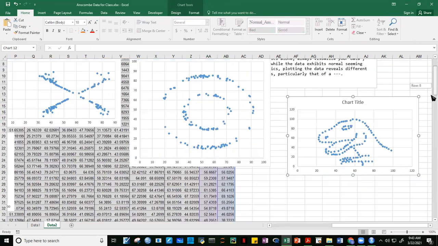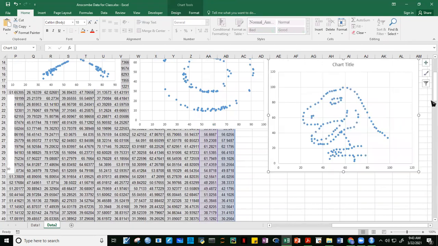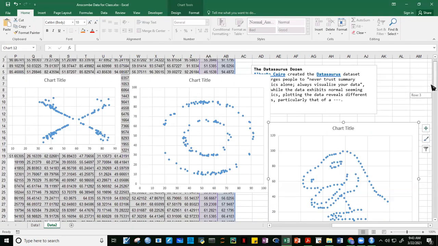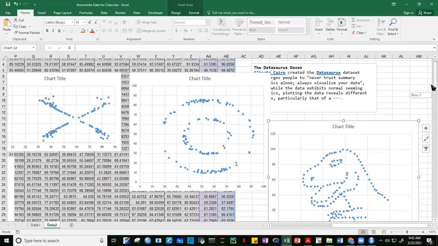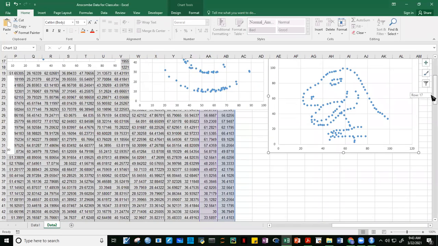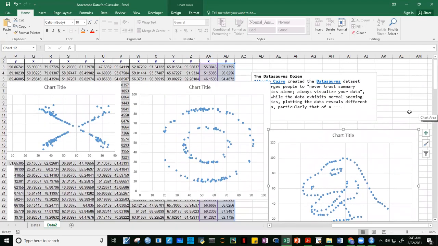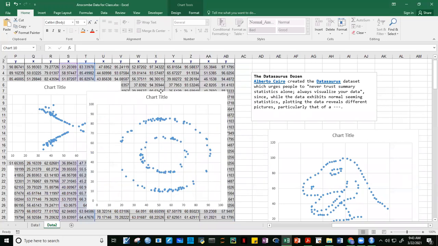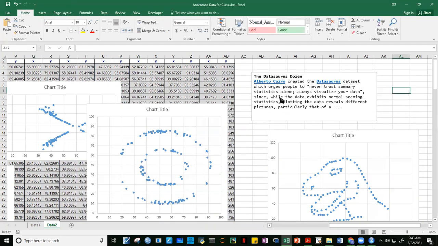So imagine, guys, these different shapes of data have the same mean, standard deviation, variance, and even correlation among the two variables. So what does this tell us? It's not enough that we just rely on statistical measures to understand your data. Never trust summary statistics alone. Always visualize your data. Okay?